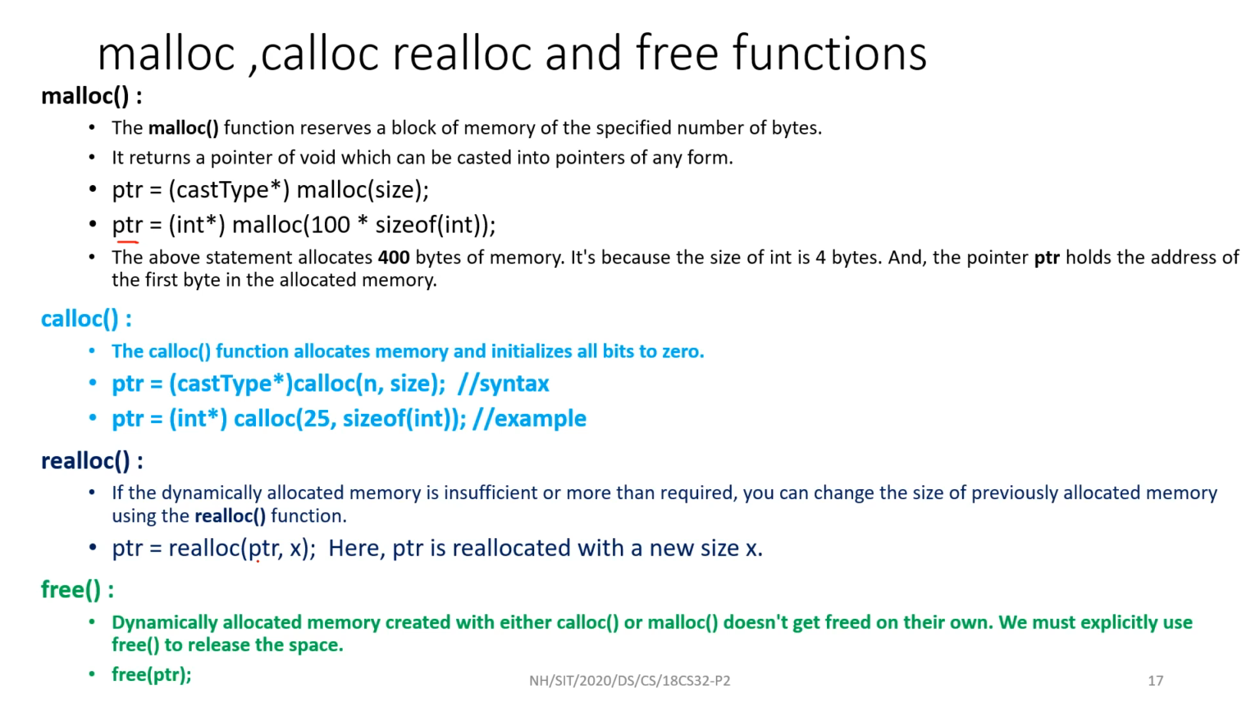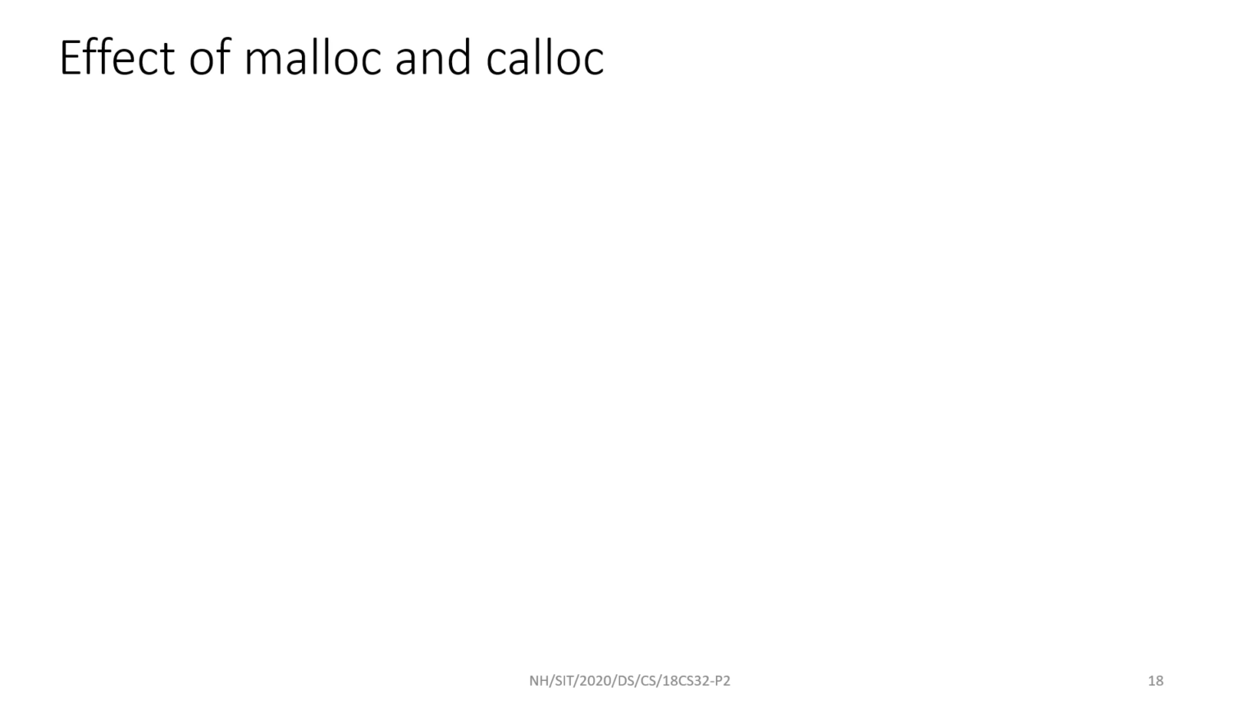That can be done with the help of the free function. In some languages, the unused space is automatically recollected and added to the memory pool. But in C, you have to call the free function. Once you call free, it releases the held memory to the memory manager. Now we'll see the effect of malloc, calloc and realloc.